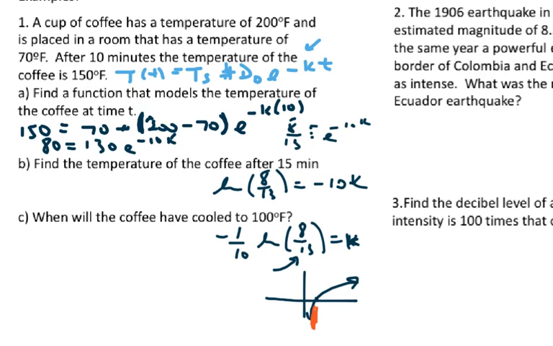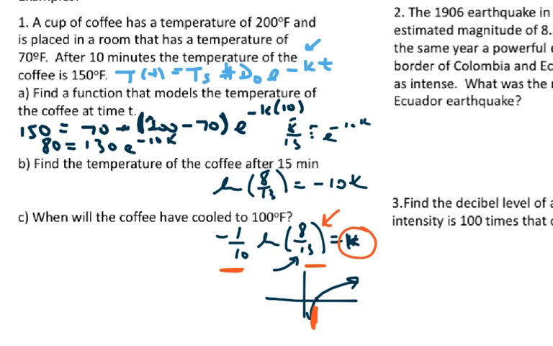Even though we don't really know, I mean, if we had a calculator we could figure it out, what natural log of 8/13 is, we know that it's going to be a negative number because it occurs underneath the x-axis. So I have a negative number times a negative number, which gives me a k that's positive. That's what they said, k is positive, and it turned out that way.